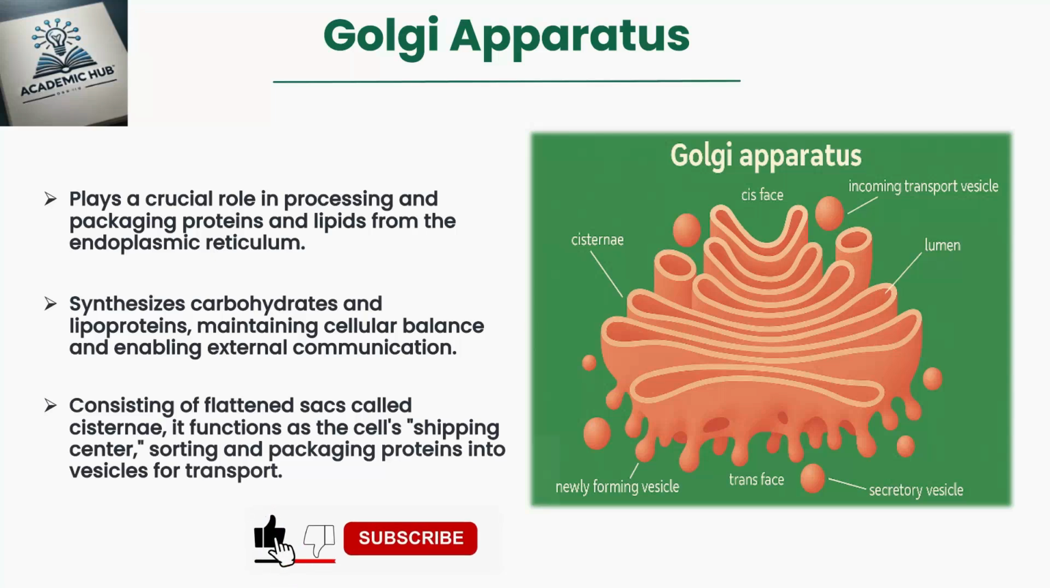Next is the transport of secretory products. Cells that secrete hormones or enzymes, like pancreatic cells, depend on the Golgi apparatus to package and export these essential products efficiently. Next is the formation of lysosomes. As we all know, lysosomes are important in digestion. The Golgi apparatus also generates lysosomes, which are membrane-bound organelles containing digestive enzymes that degrade waste material and cellular debris.